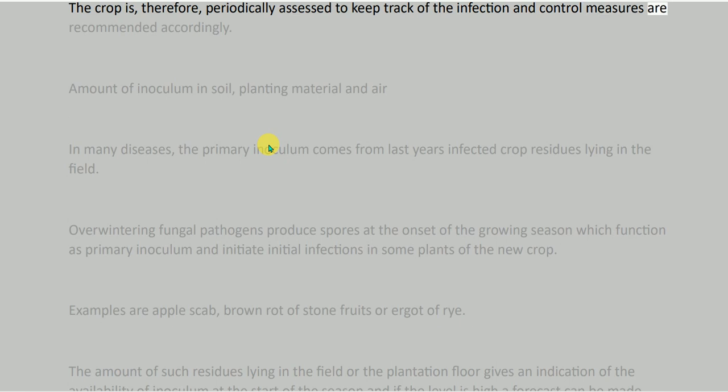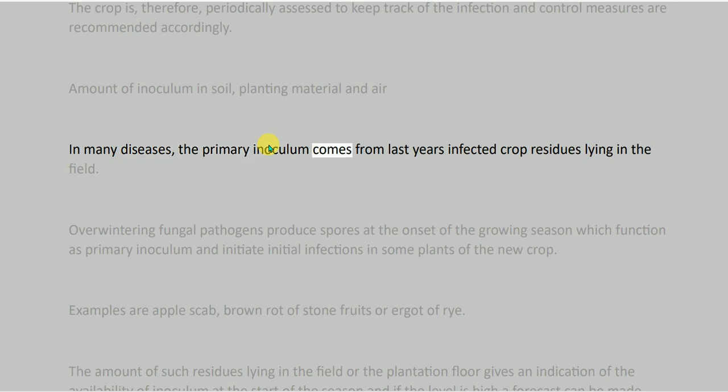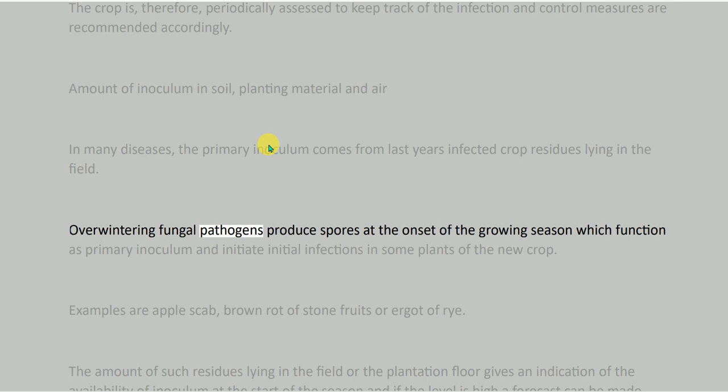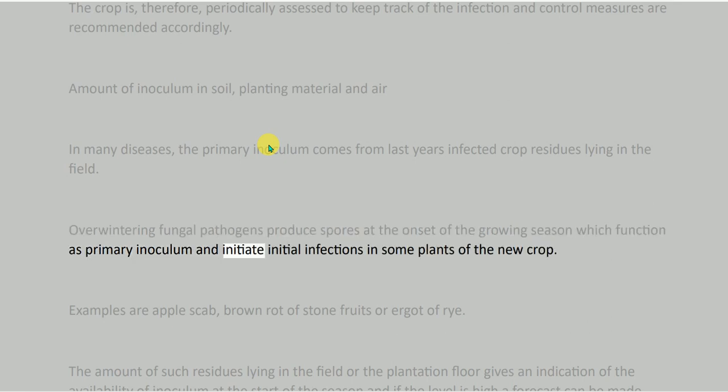Amount of inoculum in soil, planting material and air. In many diseases, the primary inoculum comes from last year's infected crop residues lying in the field. Overwintering fungal pathogens produce spores at the onset of the growing season, which function as primary inoculum and initiate initial infections in some plants of the new crop.